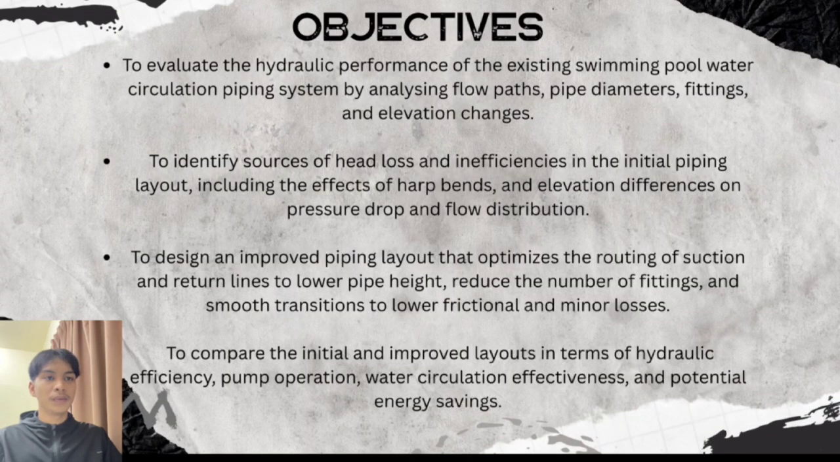Our objective is to evaluate the hydraulic performance of the existing swimming pool water circulation piping system by analyzing flow path, pipe diameters, fittings, and elevation change to identify sources of head loss and inefficiency in the initial piping layout, including the effect of sharp bends and elevation difference on pressure drop and flow distribution.